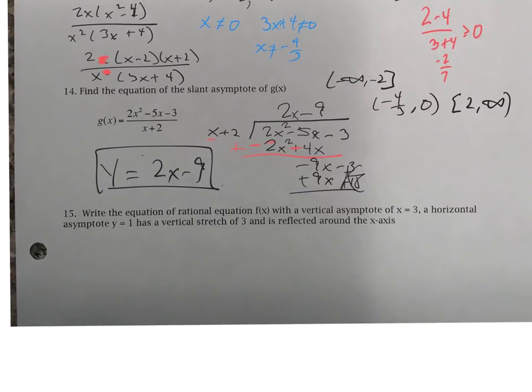Now, as you know, there's lots of ways to write the equation for a rational function. This one we have a vertical asymptote of x equals 3. X minus 3 will go on the bottom. A horizontal asymptote of y equals 1. The easiest way to do that is to just put that out there, like up 1. If you think of it as just up 1. A vertical stretch of 3, numerator, and reflected around the x-axis. That is the easiest and fastest way to do that problem. It is not the only way.